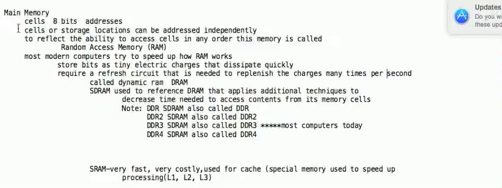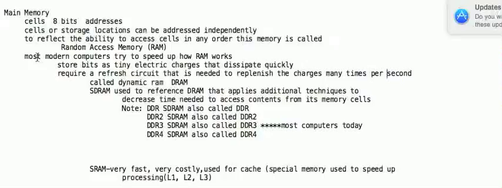So, in main memory, RAM, we know that our cells basically are made up of 8 bits, 8 wires. And each one of these cells can have an address. Because each cell has an address, you can address these cells independently of one another. And to reflect the ability to access these cells independently in any order, we have what we call random access memory. That means that we can access a specific cell within our memory block. We don't have to access the one before or the one after. We can access a very specific cell.